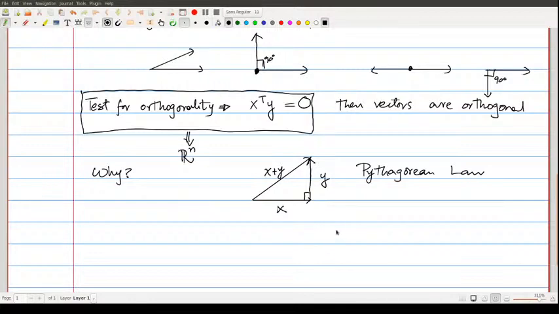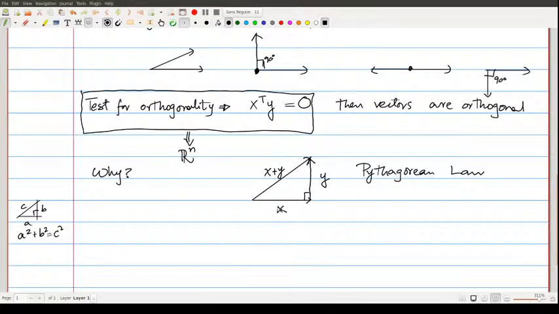And what's the Pythagorean law? It says that the length squared of this side plus the length squared of this side equals the length squared of this side, right? So the adjacent squared plus the opposite squared equals the hypotenuse squared, right? So in other words, if this is a, b, c, a squared plus b squared is equal to c squared, right? So we have x squared.